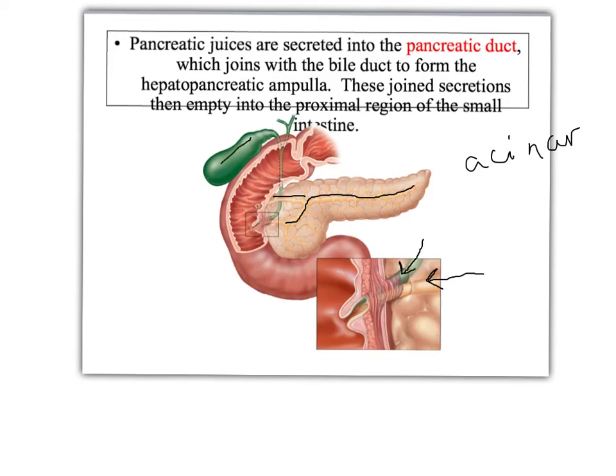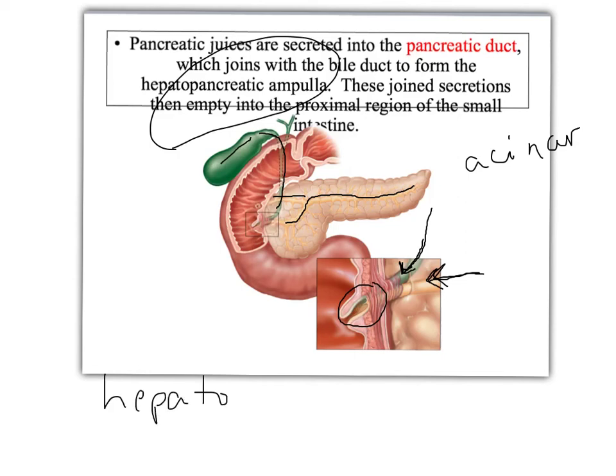So here's the gallbladder, the liver would be up here, and the bile from the liver drains down into the bile duct, and the bile duct joins with the pancreatic duct in this region called the hepatopancreatic ampulla. So the word hepato comes from the liver, and then you have pancreatic coming from pancreas, and the ampulla is a cup-like region that then empties those secretions on into the small intestine.